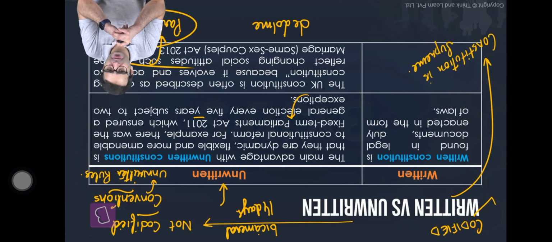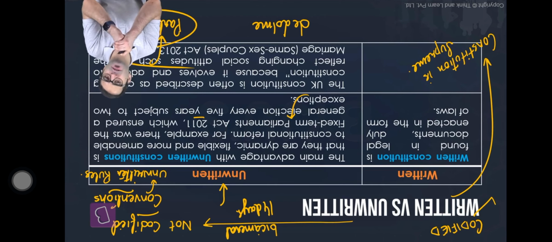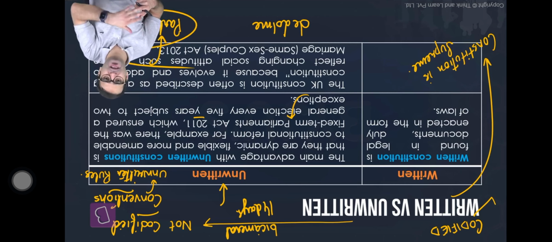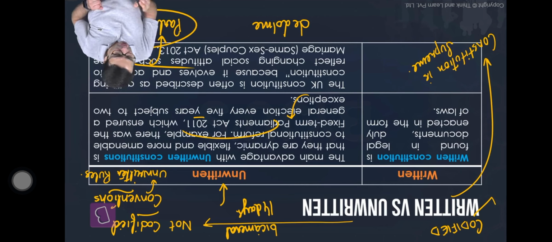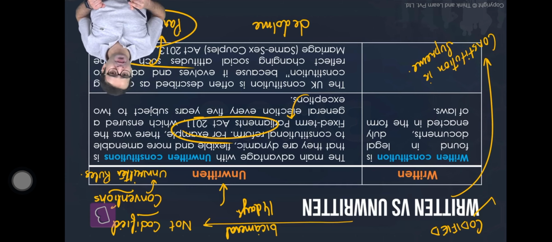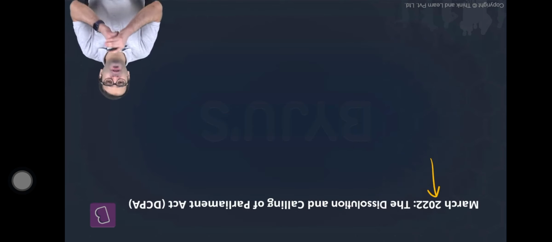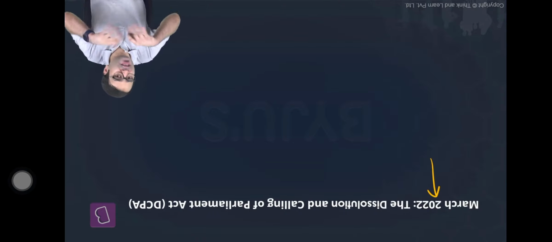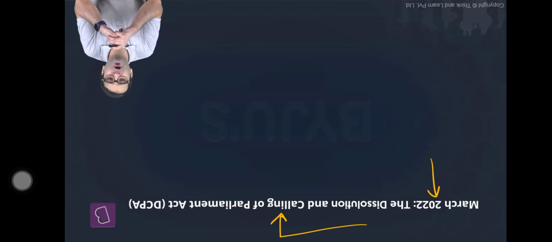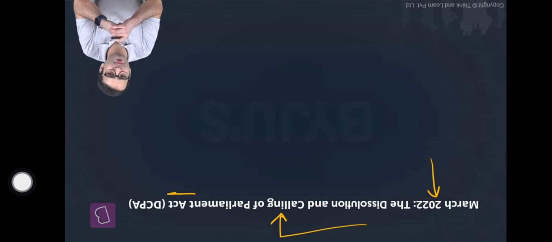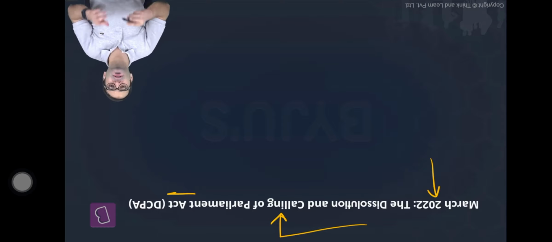Many people argued in Britain that this is a very bad law. Why should a term of Parliament be fixed for 5 years? The Prime Minister at any point in time can advise the Queen to dissolve the Parliament so that we can have a fresh election. This law, the Fixed Term Parliaments Act of 2011, was repealed in March 2022 when the Parliament of Britain passed another law called the Dissolution and Calling of Parliament Act, DCPA, under which the Prime Minister can advise the Queen at any point in time to dissolve the House of Commons so that we can have fresh elections.